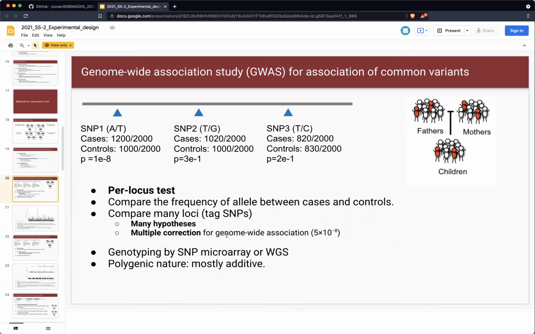Okay, so for common variants, we can use SNP microarray or whole genome sequencing, because basically, if you can read the tag SNPs across the haplotype, then either microarray or whole genome sequencing can work, right?